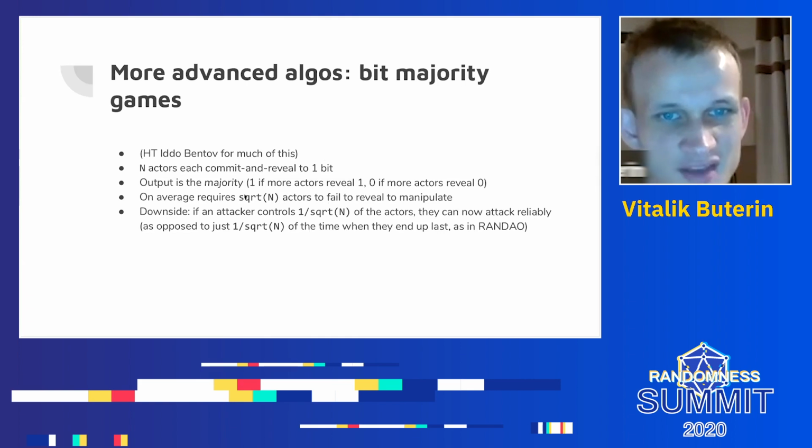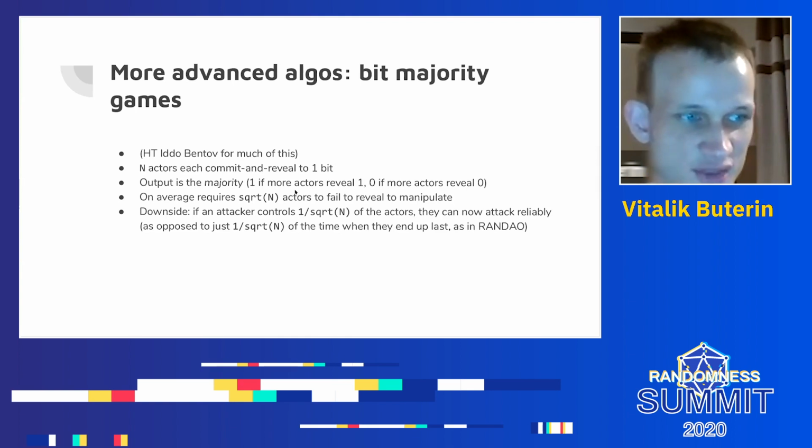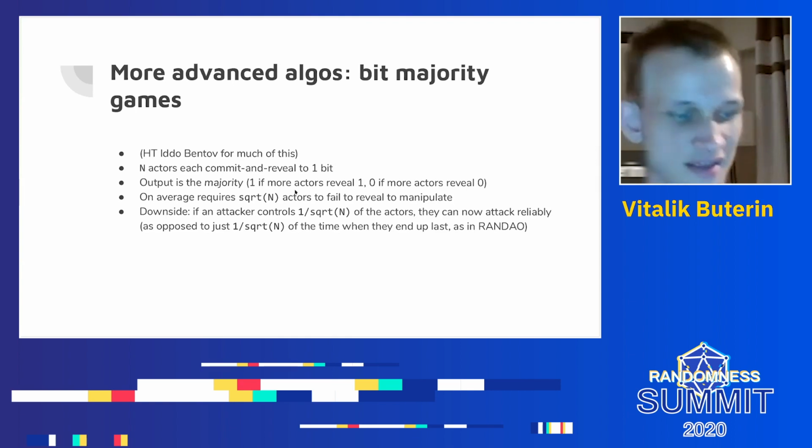The downside is that if an attacker does control that much, they can attack reliably as opposed to just attacking 1 over square root of n of the time. So this is one way to make an attack more expensive. We're not using this just because the complexity increase is not worth it.